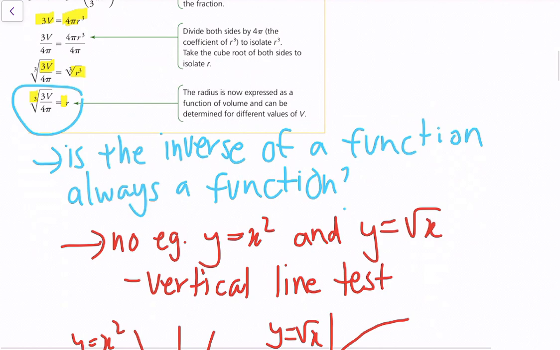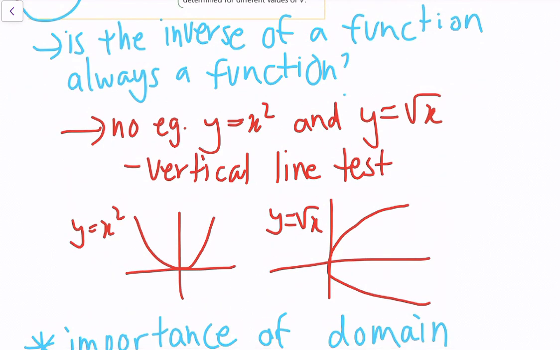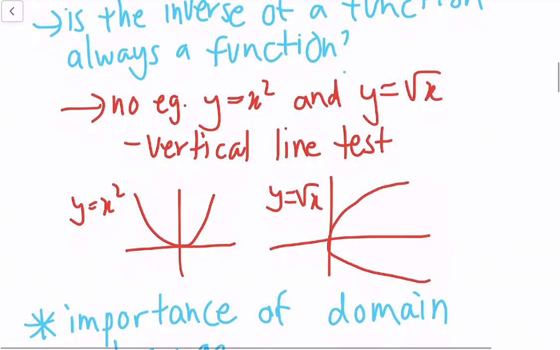So now we have a question here, which is: is the inverse of a function always a function? And the answer is no. As we've seen previously, we can have y is equal to x squared and y is equal to square root of x. And we can use the vertical line test to tell us whether each x is mapping to its own y. In this case, we can see that y is equal to x squared passes the vertical line test. When we have y is equal to square root of x, it does not hold true, and we need to restrict our domain in order to make it a function and not a relation.